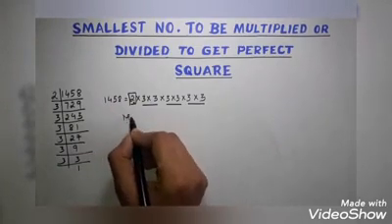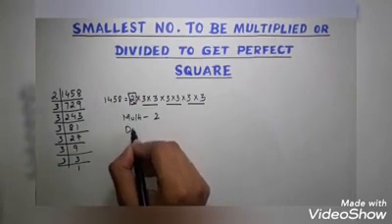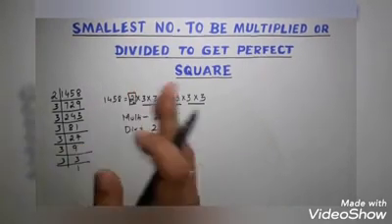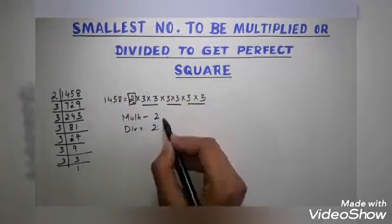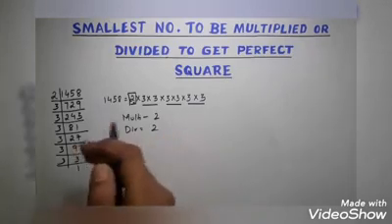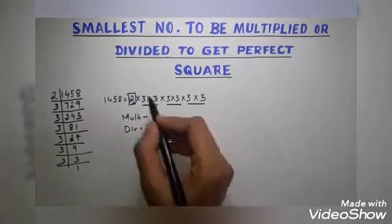So in case of multiplication, you have to multiply it with 2. In case of division, you have to divide with 2. So if you divide with 2, this 2 will be completely removed. In case of multiplication, you have to multiply with 2, so that you'll get a pair, and then you have to get the square.